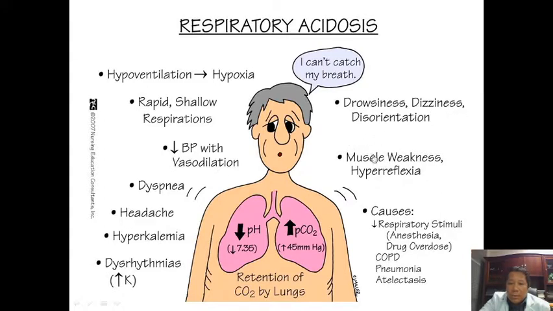Drowsiness, dizziness, disorientation, these are just some of the possible manifestations of respiratory acidosis, along with muscle weakness and hyperreflexia. And again, like I said, a lot of times these are caused by a decrease in the function of the respiratory system, maybe brought on by too much anesthesia, drug overdose, atelectasis or lung collapse secondary to maybe even pulmonary embolism, pneumonia, COPD, asthma, those types of conditions.